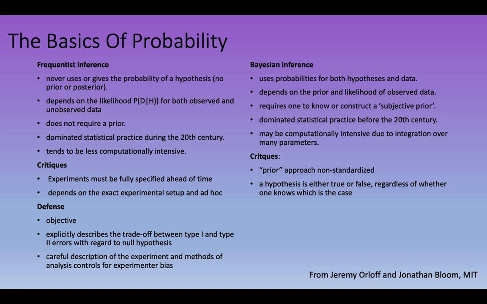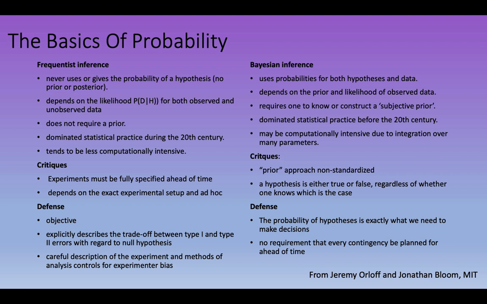So for those of you who love the frequentist perspective, people get behind it thinking, well, it's objective, right? We're not using prior information, we're not biasing in that fashion. It explicitly describes the trade-offs between false negatives and false positives with regard to a null hypothesis. So it's got a very clear and well-accepted framework, and it involves a lot of care that's specifically targeted towards dealing with experimental bias.